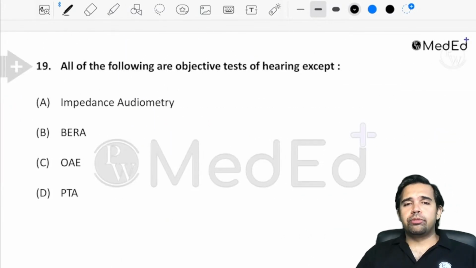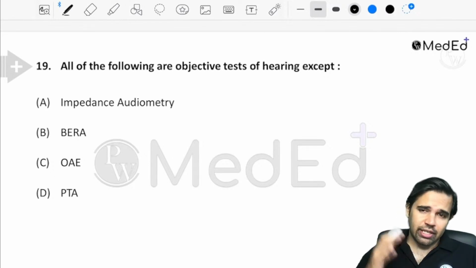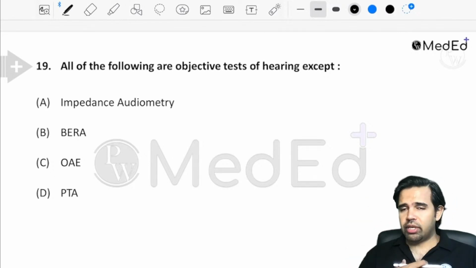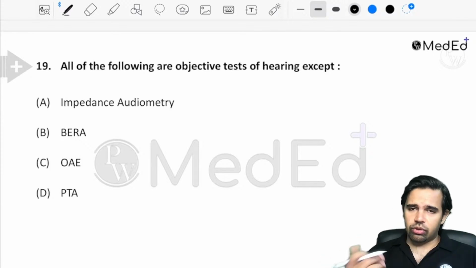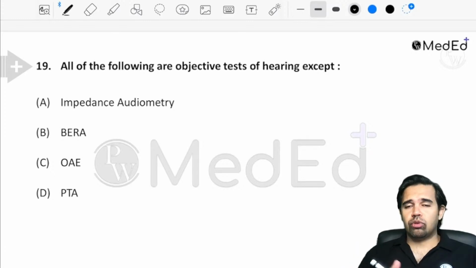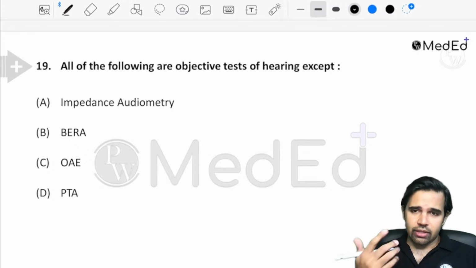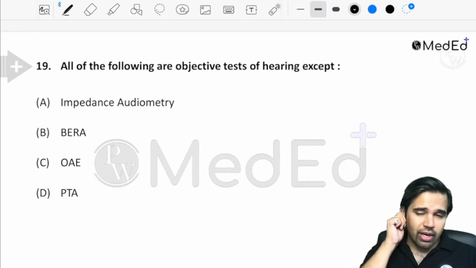All of the following are objective tests of hearing except. Objective means that the patient does not manipulate it by his or her own response, you can measure it, and whatever it comes. Whereas subjective, you will need the patient's inputs, and the patient's inputs may not always be accurate, based on whether they understood the instruction or not, whether they are in the mood or not.